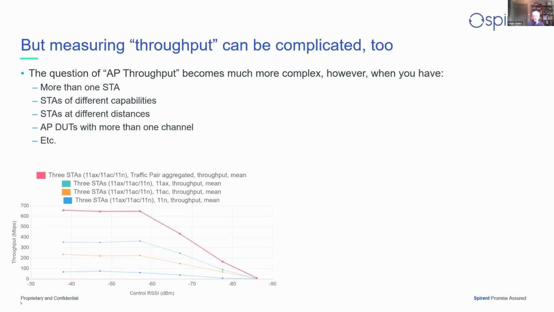So for example, I'm showing that same rate versus range plot that I just showed on the previous slide here, except here I actually have 3 stations connected to my access point.